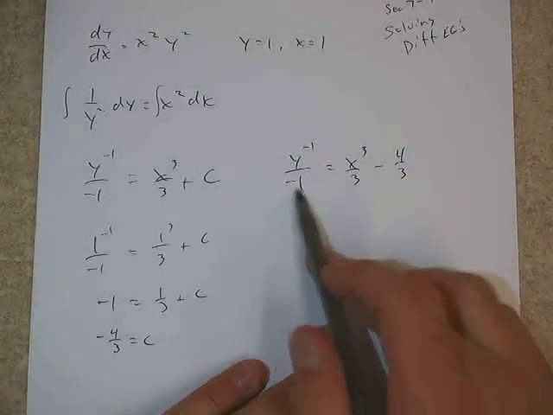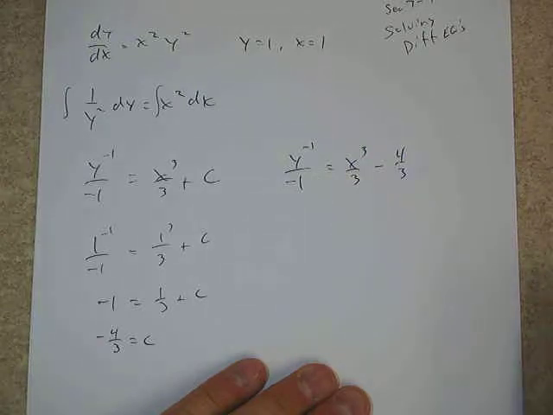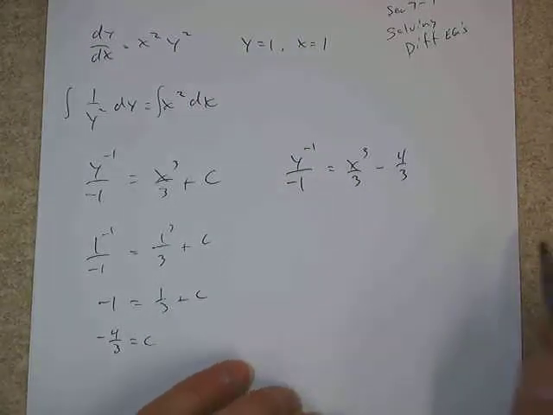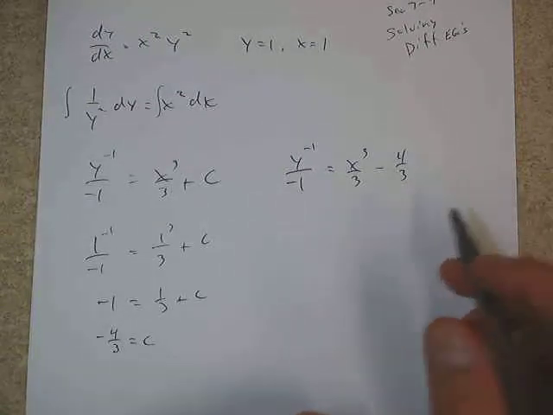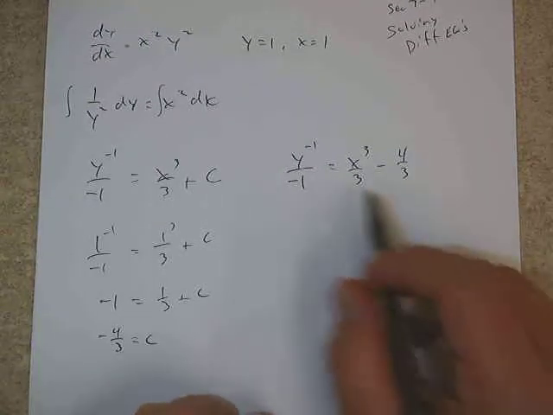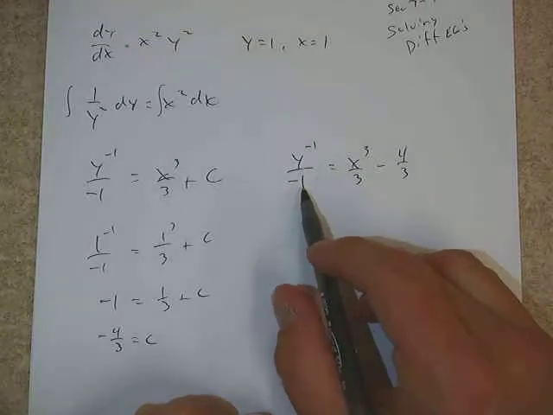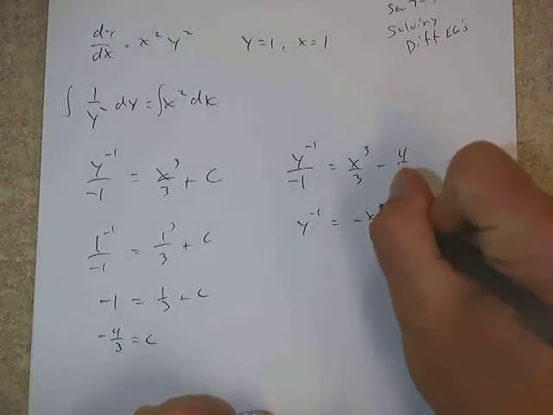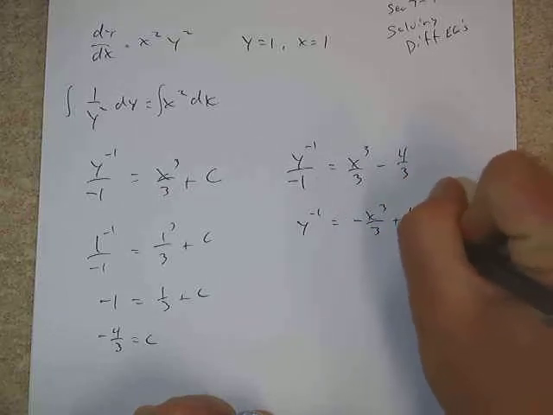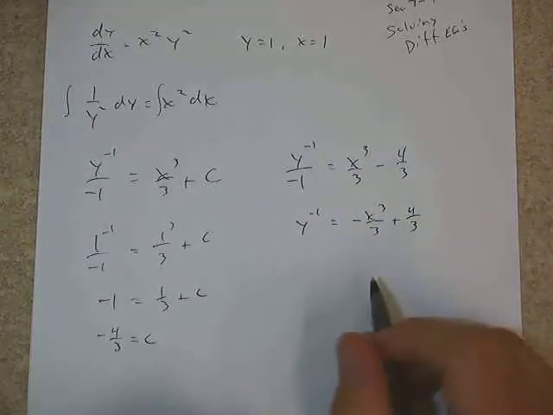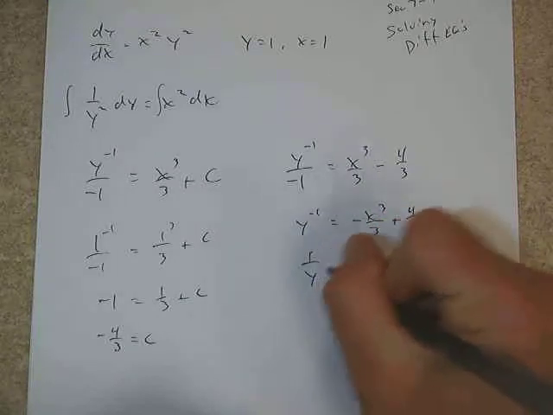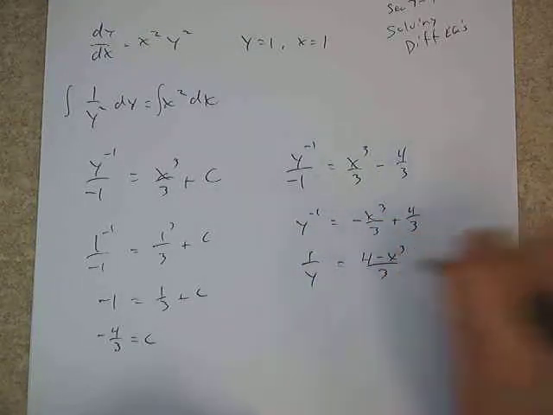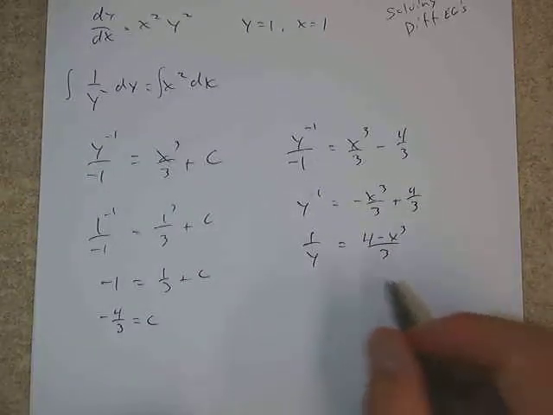The issue here that we didn't have last time is that at this point, the equation is not solved for y. So once we find c, plug c back in and rewrite the equation with c in there, which is negative 4/3 in our case, and then we need to get y by itself. In this particular case, we'd multiply by negative 1, and we get y to the negative 1 equals negative x cubed over 3 plus 4/3. From there, we could rewrite this as 1 over y. I would probably rewrite this as 4 minus x cubed all over 3.